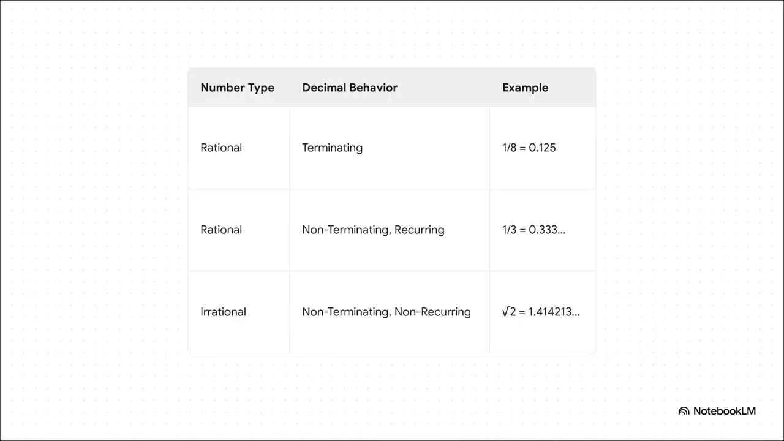Another really cool way to tell them apart is to look at how they behave as decimals. A rational number is predictable. Its decimal will either just stop, like 1/8 becomes 0.125, game over. Or it'll go on forever, but in a repeating pattern, like 1/3 is just 0.33333333. But an irrational number, oh man, its decimal goes on forever and never repeats. It's just pure, beautiful, unpredictable chaos.